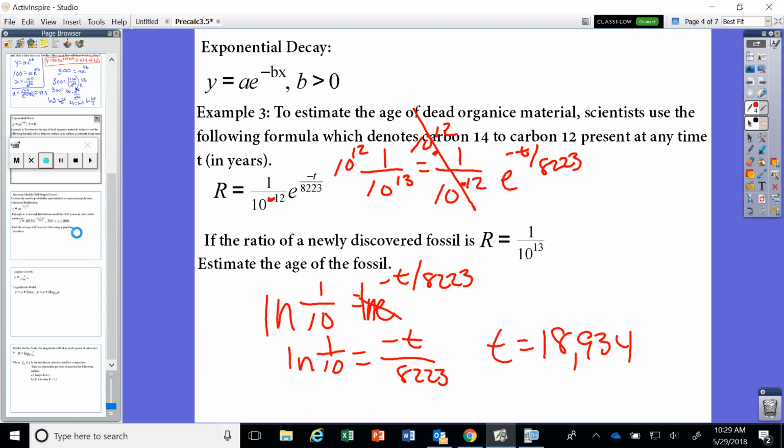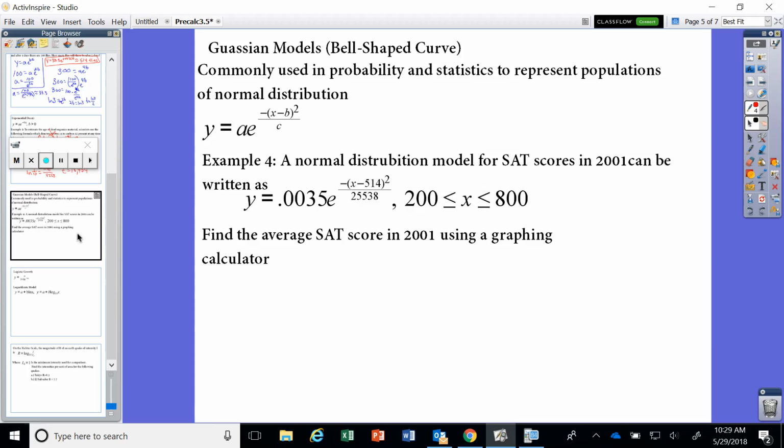The next model we're going to look into, guys, is the Gaussian model, or you may have known it as the bell-shaped curve. This is a very highly used concept of statistics. In statistics, you see the bell-shaped curve or a normal distribution model for specific data. In an example like this, we're going to use a graphing calculator to solve what's happening here. It wants to know what the average SAT score is going to be for the following bell-shaped curve. Let's first graph the following.